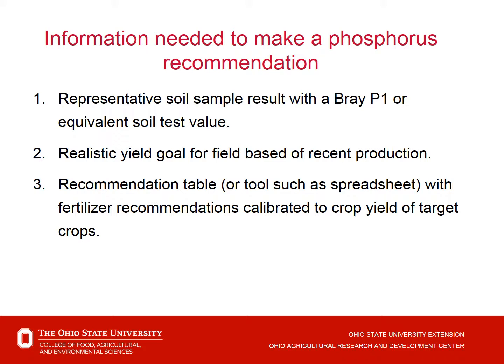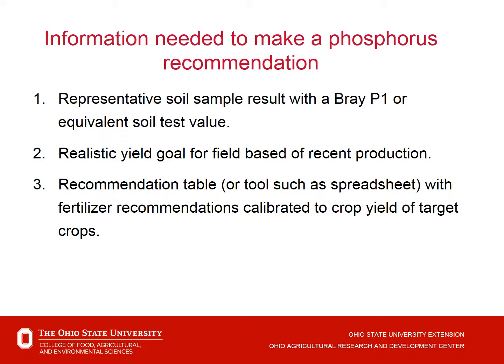Really, when we talk about making a fertilizer recommendation, we need three things. We need a representative soil sample from the field with a Bray P1 or equivalent soil test done on it. We want to have a realistic yield goal for the field based off of recent production. It can be something like the last 5 years, throwing out the high and the low year. Really, however you determine what a realistic yield goal is for the field, because when we talk about phosphorus here, we're talking about still a yield goal based system.